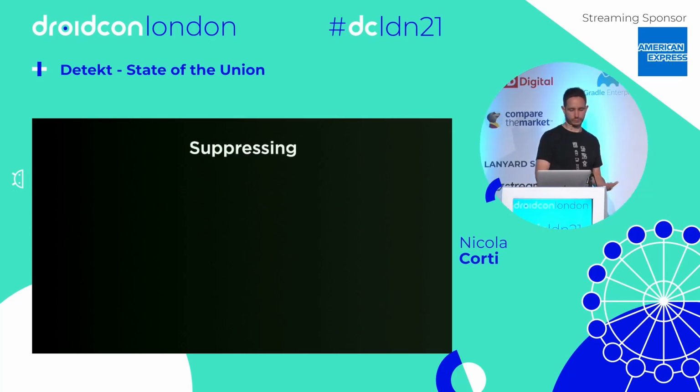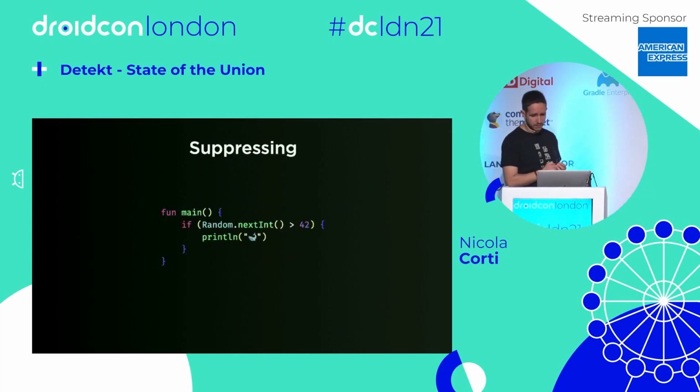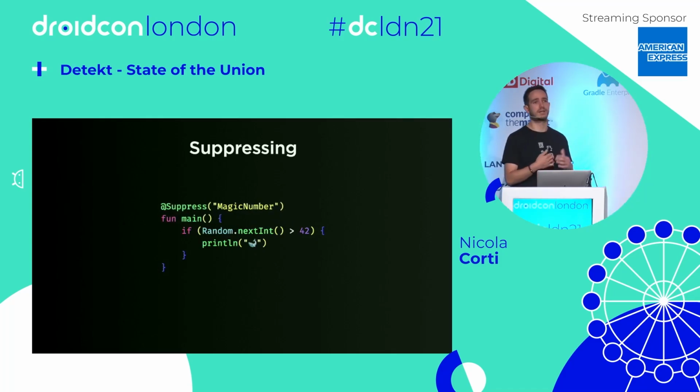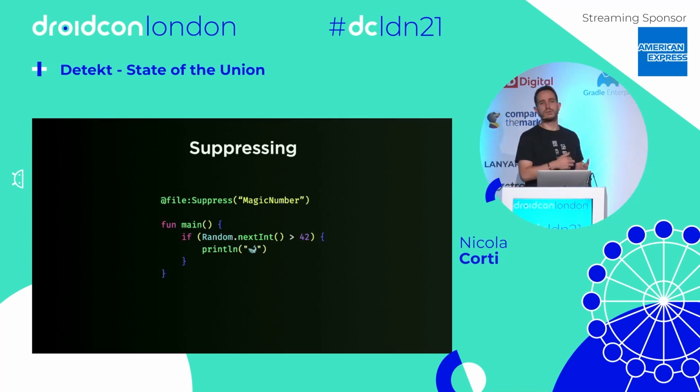Obviously, you can suppress, as Android lint is doing. So if you have a valid section of code where rules should not be triggered, you can use the suppress annotation at the call site or on any block that is in your hierarchy, like the function, the class, and so on. Or you can also suppress for the whole file using the qualified file annotation.